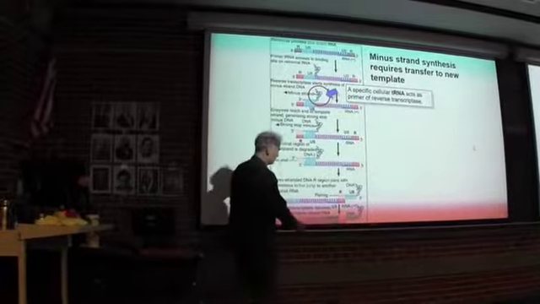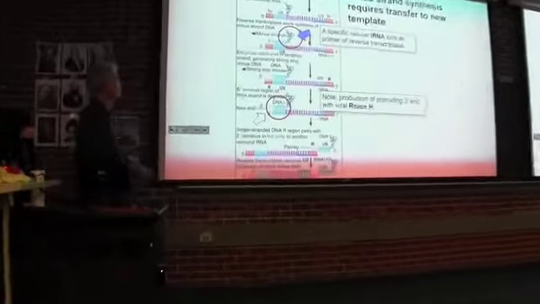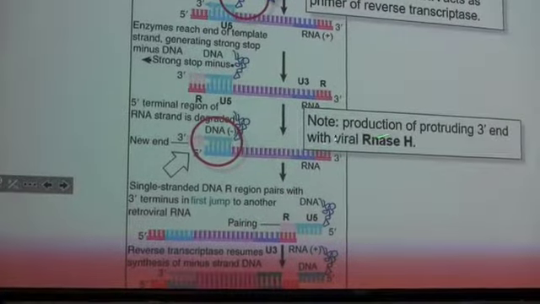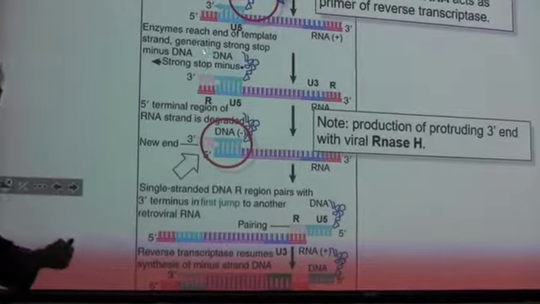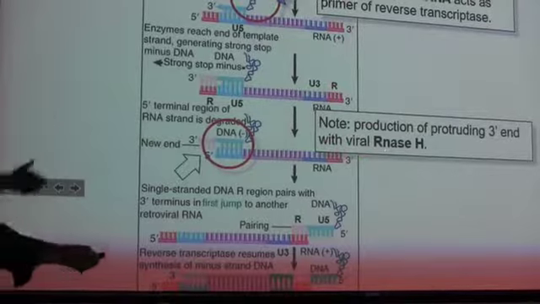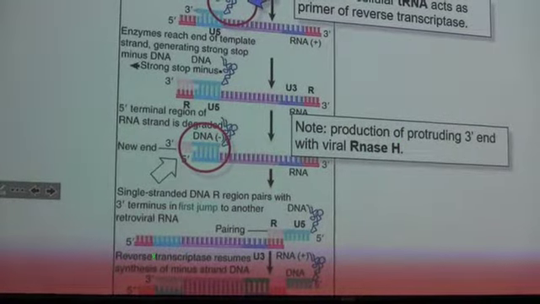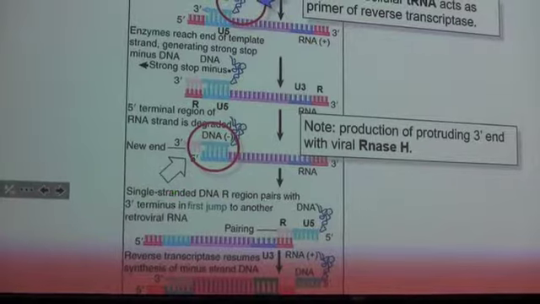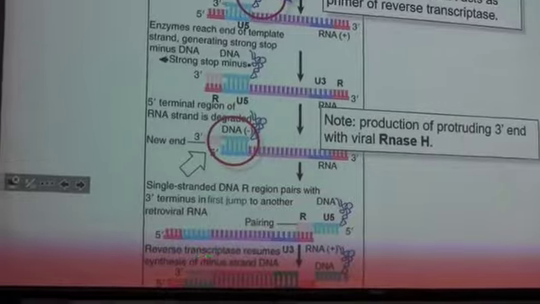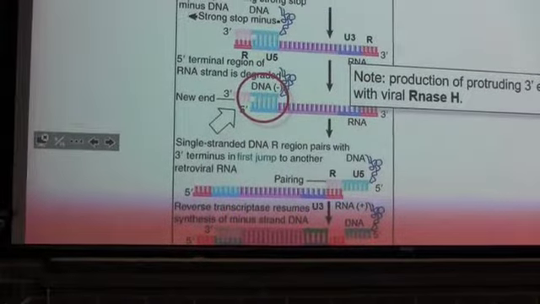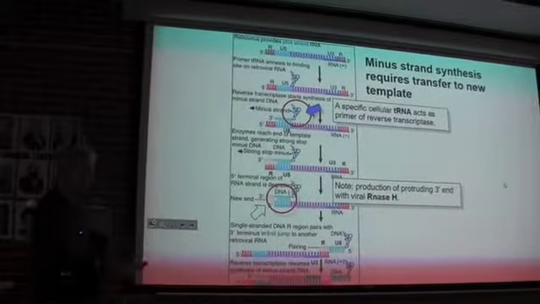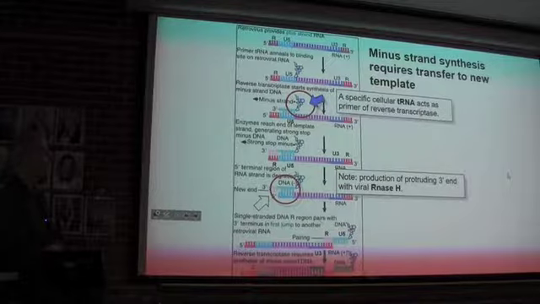And this tRNA gets processed off. Let's see what I wrote up here. Note production of protruding 3' end. The viral RNase cleaves that back. That's that repeat region gets chewed back. That's also in the viral package. And then what you're going to get, single strand regions paired, then there's a jump, and then a reverse transcriptase reaction, synthesis of minus strand. Okay, so pretty much we did a little repair over here. We've got the minus strand almost, and we need to get the other strand.